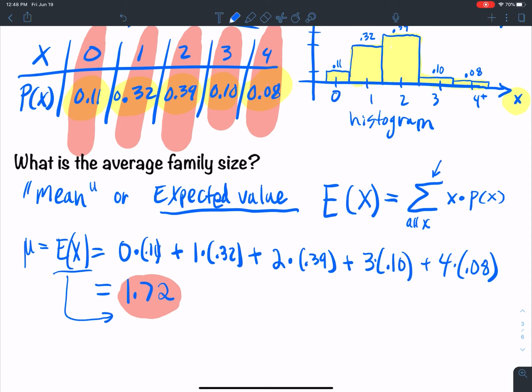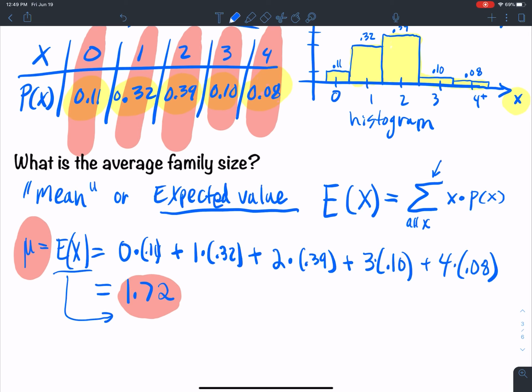But this is the number that you expect to see if you did this trial thousands and thousands of times. It's kind of like that long run average, okay? It converges to the expected value. I would expect 1.72 kids, meaning I'd expect either 1 or 2, but more likely 2 kids in a family than 1, because 1.7 is closer to 2. That's kind of the idea there, okay? So that's how you get the average, the mean, okay?